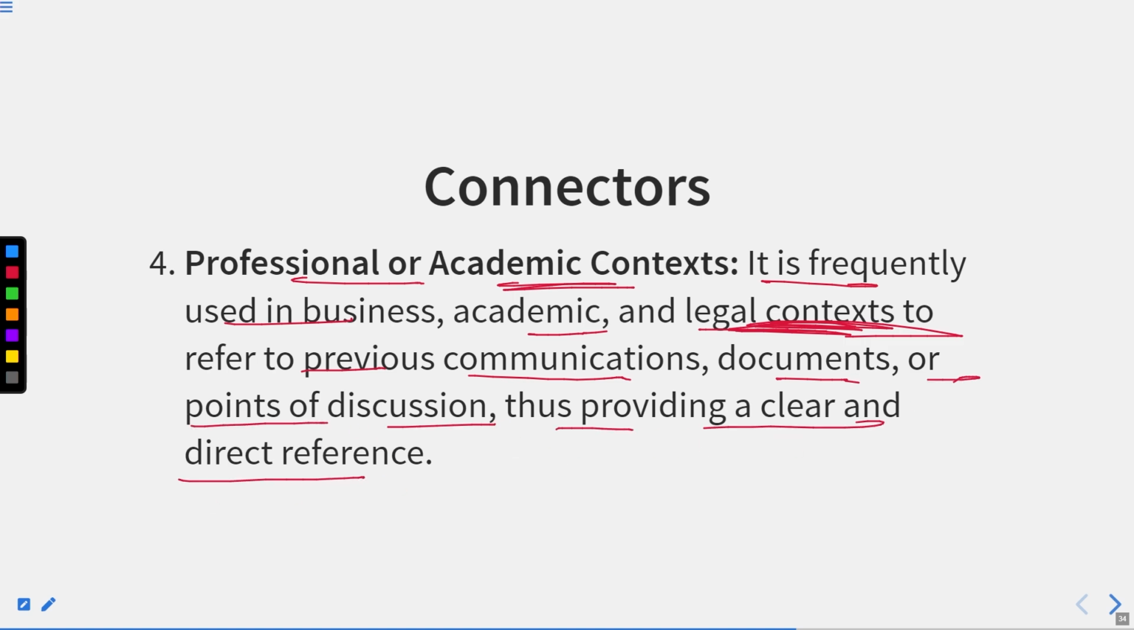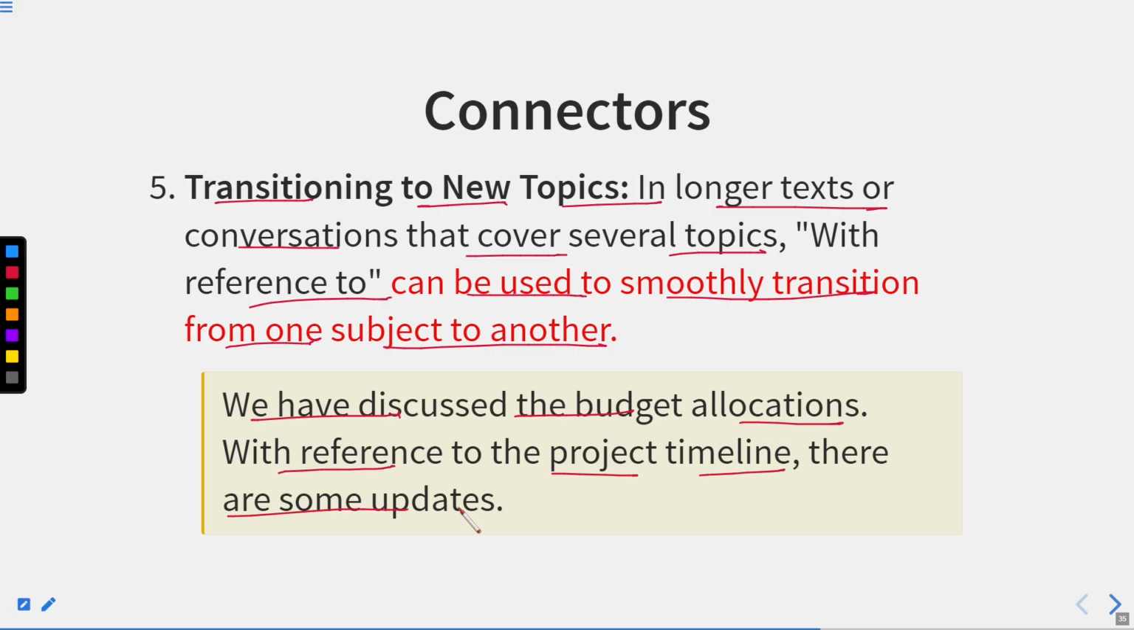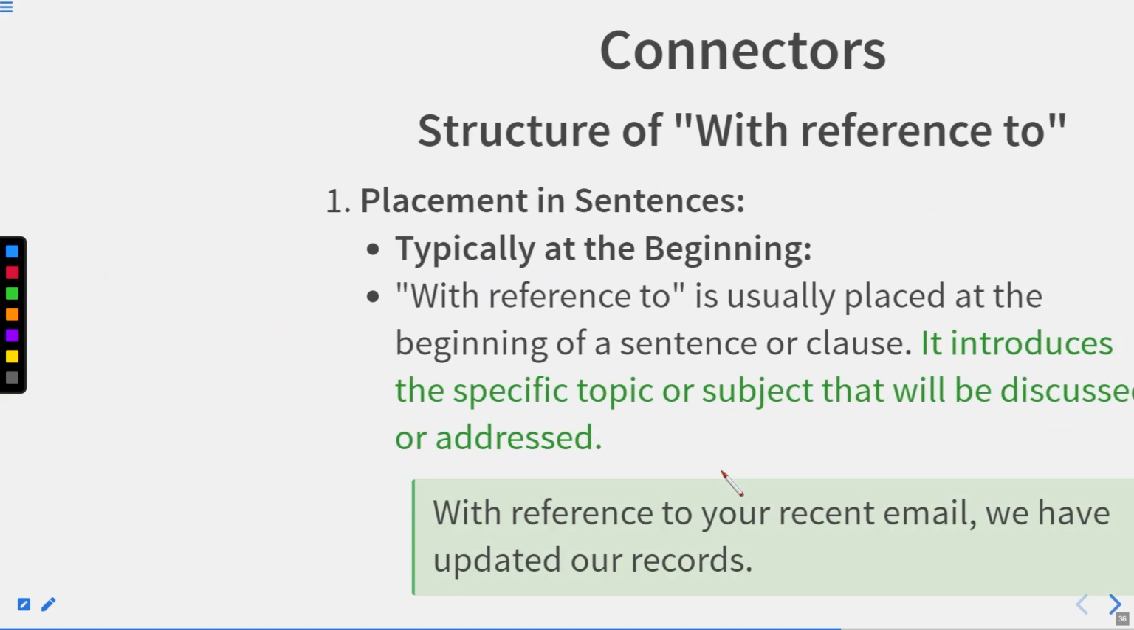to refer to previous communications, documents, or points of discussion, thus providing a clear and direct reference. Now, the fifth one is transitioning to new topics in longer text or conversations that cover several topics. With reference to can be used to smoothly transition from one subject to another. We have discussed the budget allocations. With reference to the project timeline, there are some updates. Okay, we have discussed the budget allocations. This we have already done. But with reference to the project timeline, now if we talk about project timeline, this we have to discuss. Okay, we have some updates.